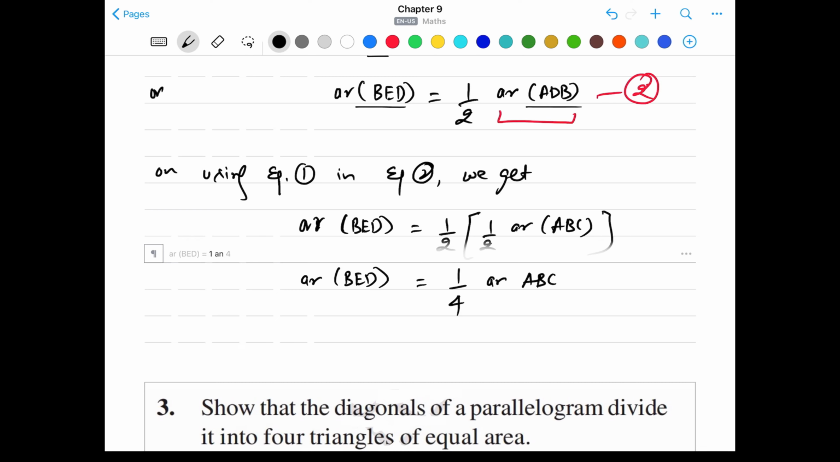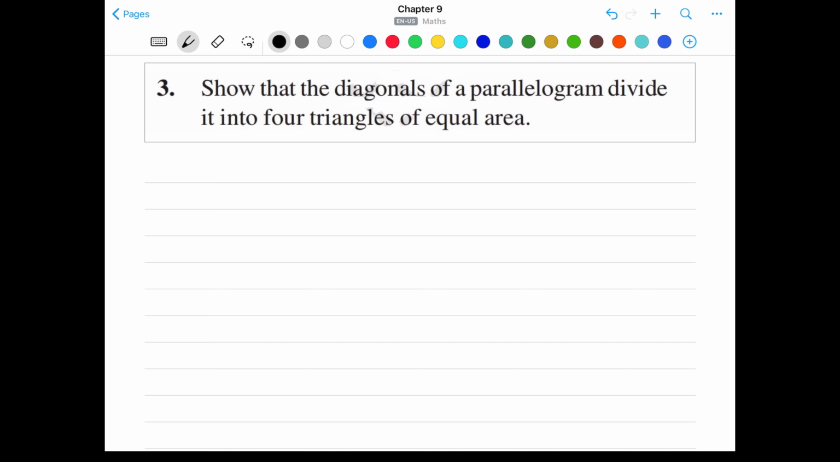Now let's move to question number 3 of exercise 9.3. The question is: show that the diagonals of a parallelogram divide it into four triangles of equal area. Okay, we are going to show that the diagonals of a parallelogram divide it into four triangles of equal area.